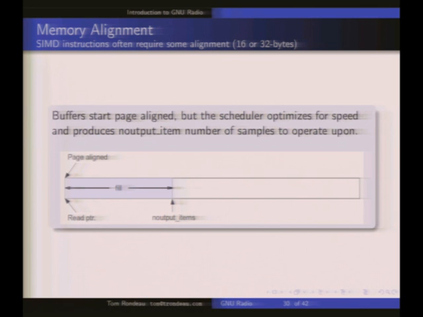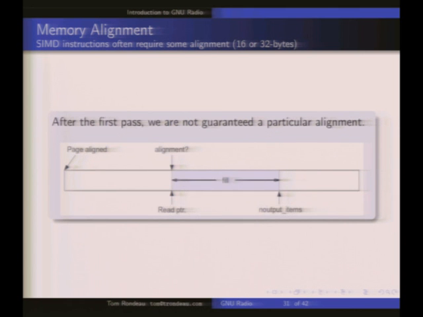But I'm going to process some number of output items that my scheduler is going to allow me to process. The next time in, this is where that input and output items was. What's my alignment? There's no guarantee that that thing is going to be aligned anymore. So now if you actually try to run this through an aligned version of your SIMD code, you're going to get a segfault. So that was just kind of a non-starter.